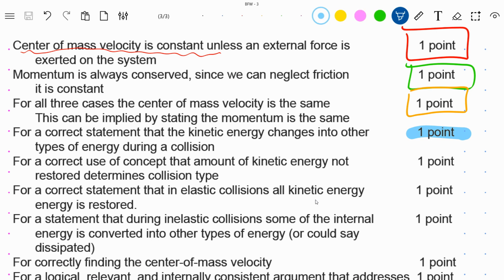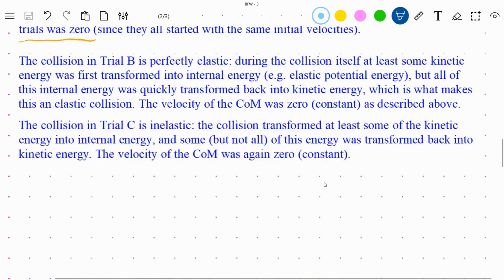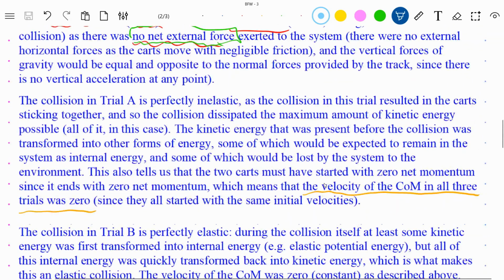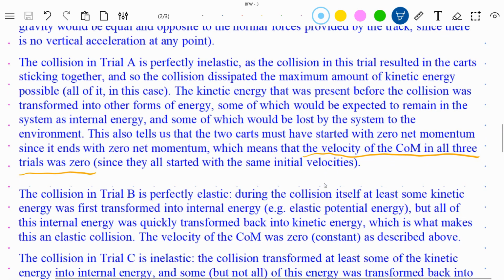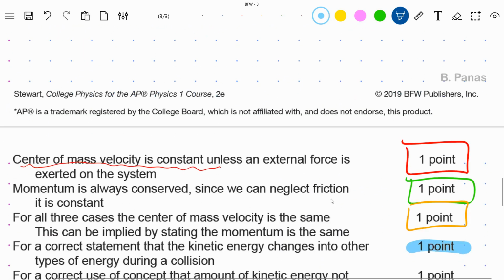So kinetic energy changing to other types of energy during a collision, and I did that more than once, so let me just identify the first time I happened to mention it, which I think was in the first collision. So where did I talk about that specifically? Kinetic energy that was present, right here. The kinetic energy that was present before the collision was transformed into other types of energy, and I go on to elaborate specifically internal energy, etc. But you can see that I have that well covered there.